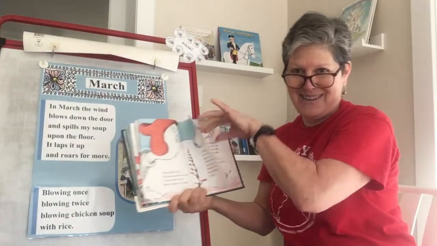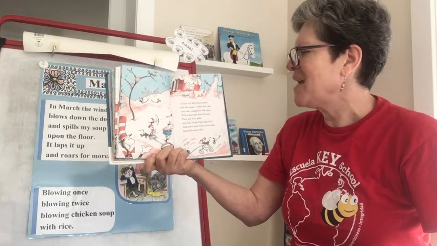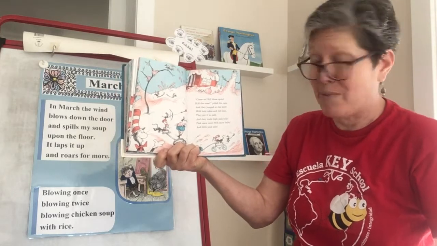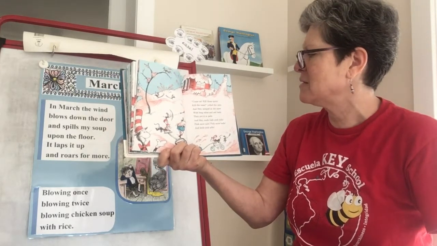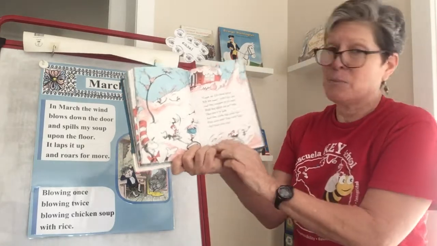Oh, so tiny. "Come on, kill those spots, kill the mess," yelled the cats, and they jumped at the snow with long rakes and red bats. They put it in pails and they made high pink hills, pink snowmen, pink snowballs, and little pink pills.